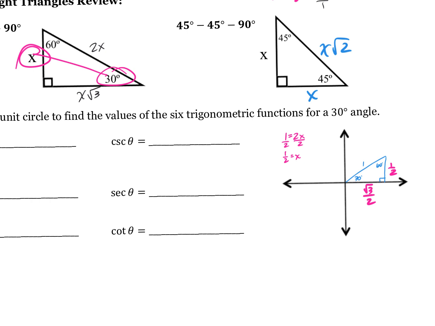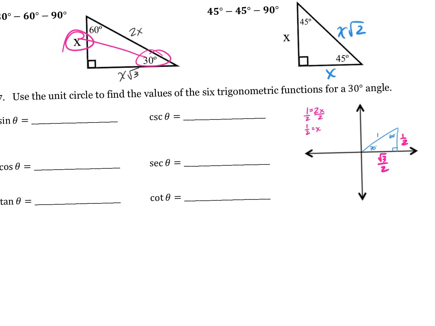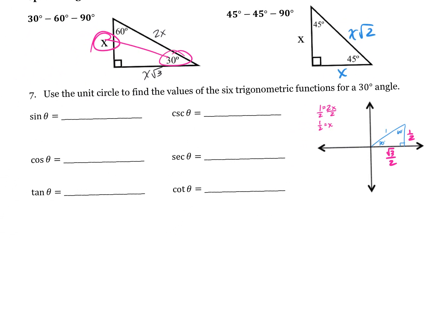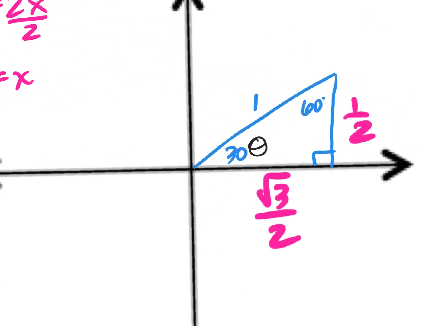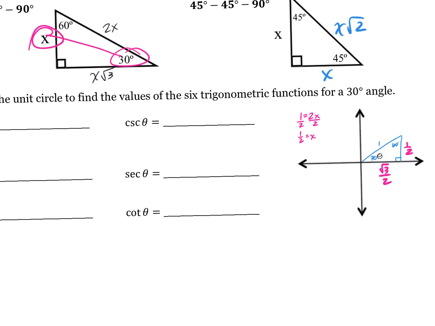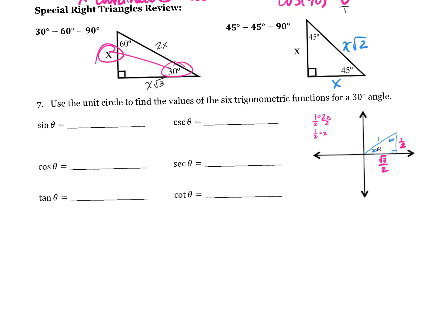Okay. Knowing that, I need the sine of theta. Theta is right here. Theta is going to be my 30-degree angle. Boom, there's theta. What's the sine going to be? Didn't I go up 1/2? Sine is always opposite over hypotenuse. 1/2 over 1 is just going to get me 1/2.